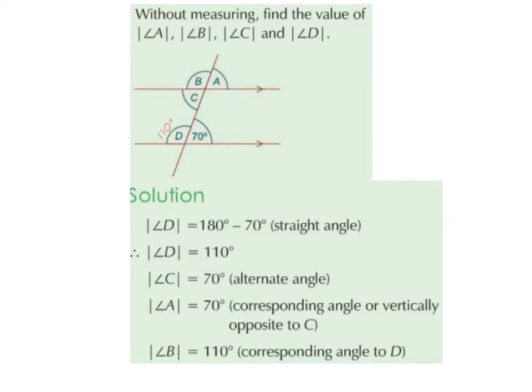Okay, so then angle C is going to be 70 because it is alternate to angle 70. And we know that alternate angles are equal. And we can see that it forms a Z shape. So angle C and angle 70 are alternate to each other, so they are equal.